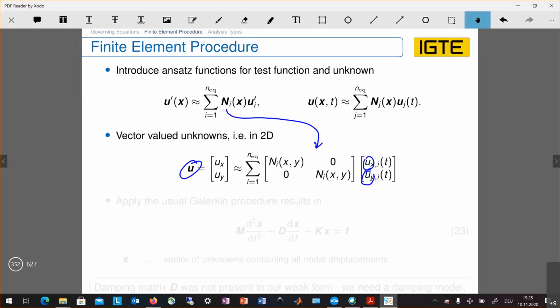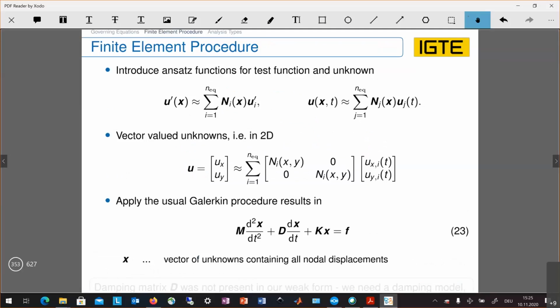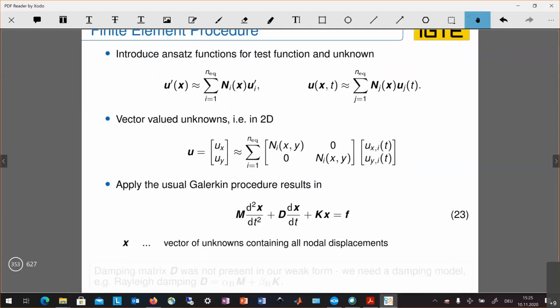Okay, for the 2D case. And for the 3D case, we have just a 3x3 matrix and use the same basis function also for the z component of the mechanical displacement. So if we now substitute this ansatz into our weak formulation, we come up at the end at a system of ordinary differential equations of second order.